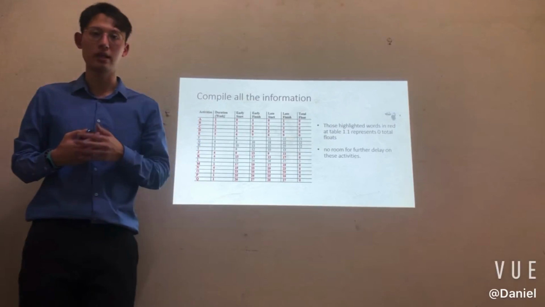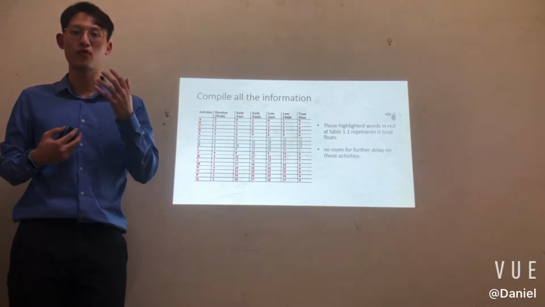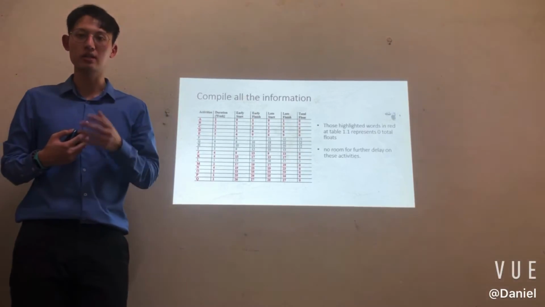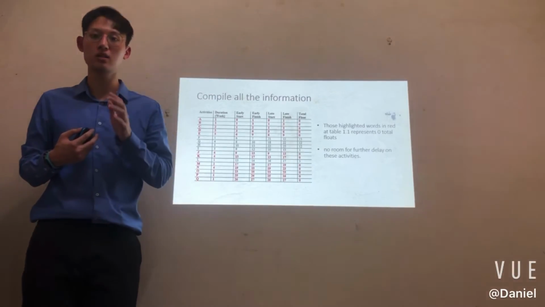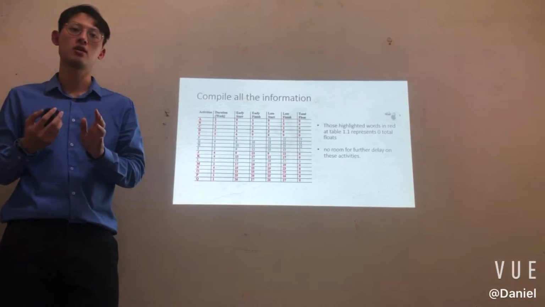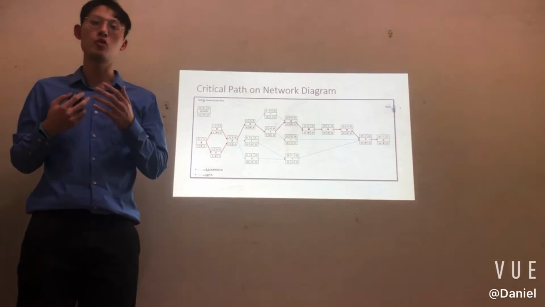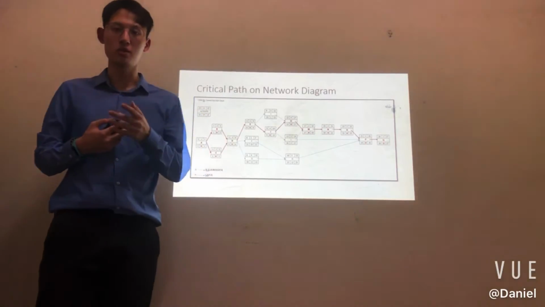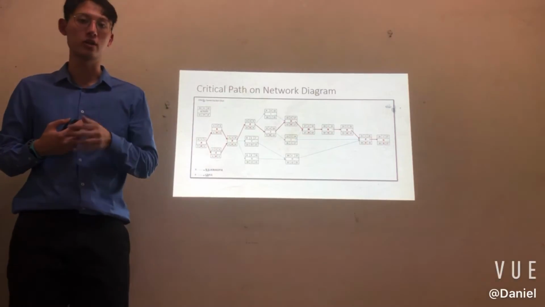Those words highlighted in red in the table represent zero total float, which means there's no room for further delay on these activities. Hence, these activities are considered the critical path, which is a continuous chain of critical activities from the start until the end of the project, with no float at all. I have highlighted the critical path in red in the network diagram. During task allocation on the project, it is a must to pay attention to the critical path to prevent project delay and finish according to the schedule.